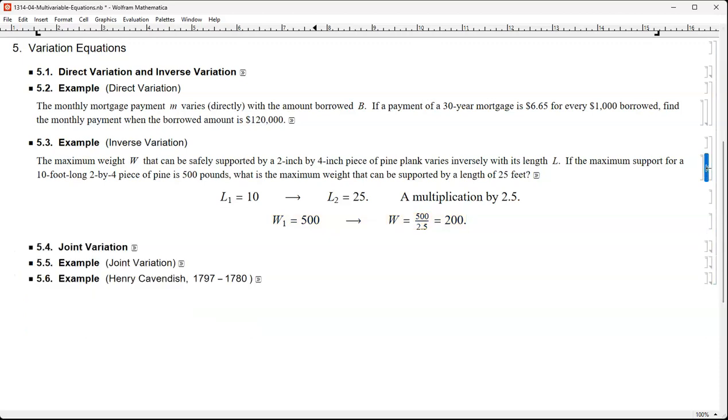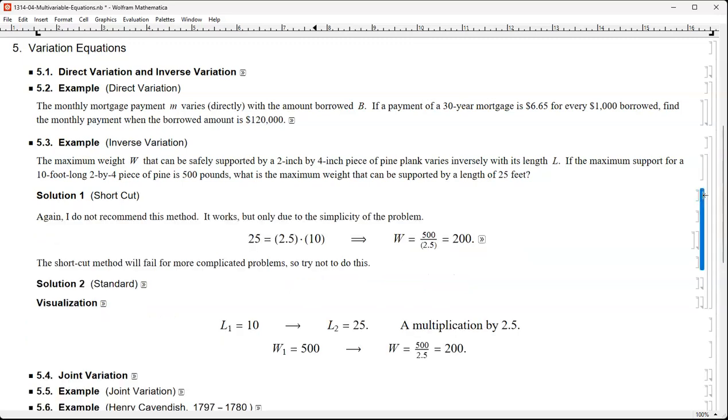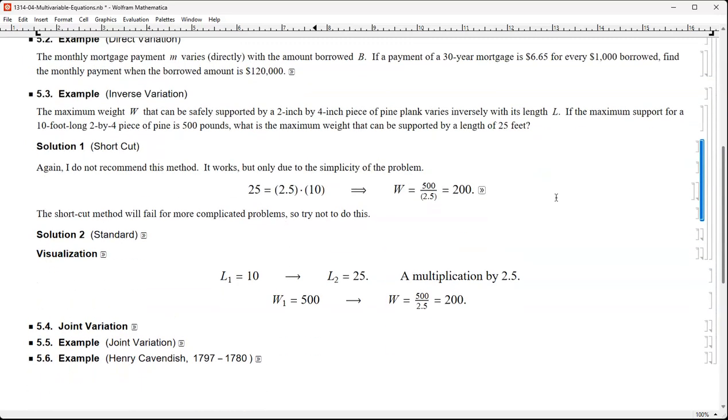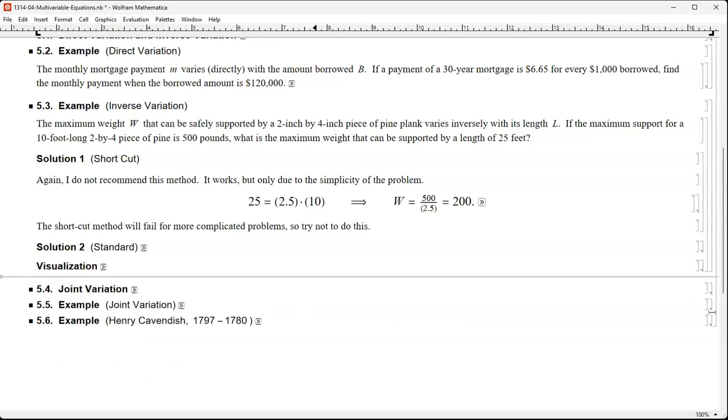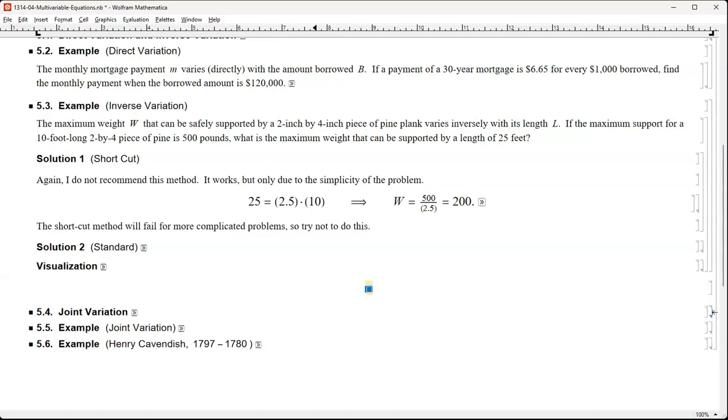That's a short answer, a shortcut answer. And it works. Not that I suggest this. So 2.5 times the previous, and it's inverse variation, so divide by 2.5, you get the answer. But that's not the solution that I would suggest. I'd much rather do the standard solution, which is a 4-step method like this.